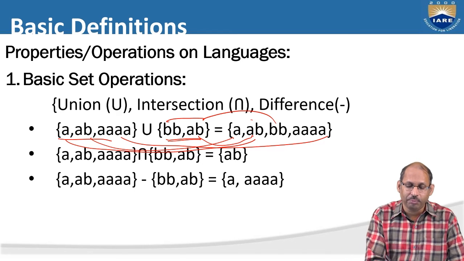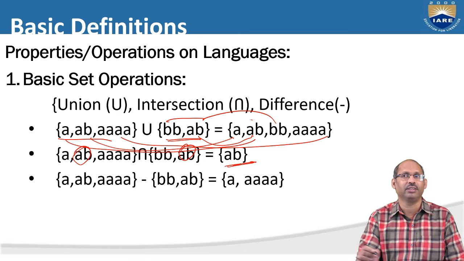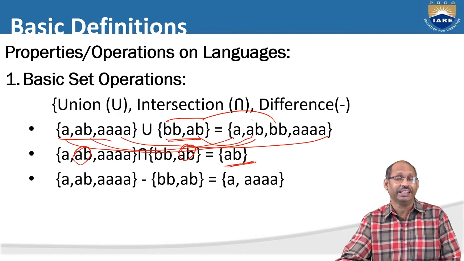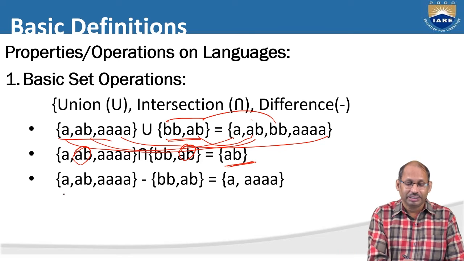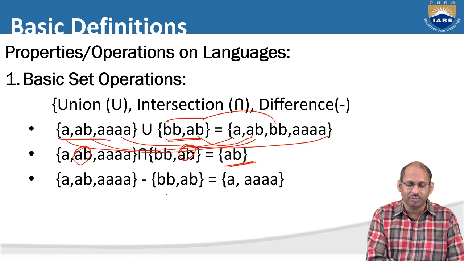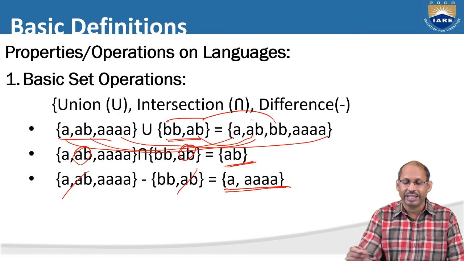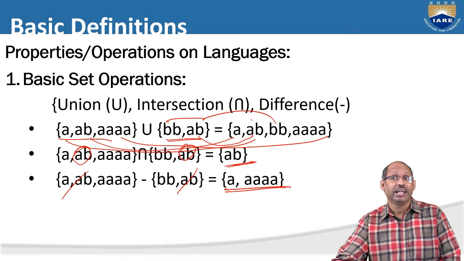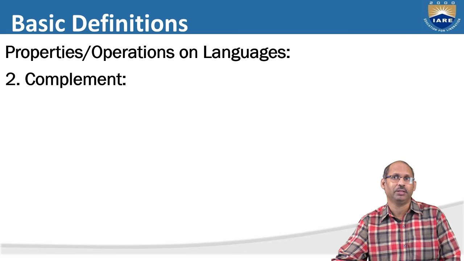Intersection is the common one, that is AB and AB. Only AB is the intersection. This one minus this one: we remove the strings of B from A, which results in A minus B.